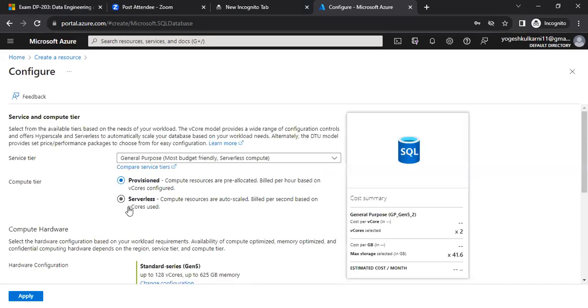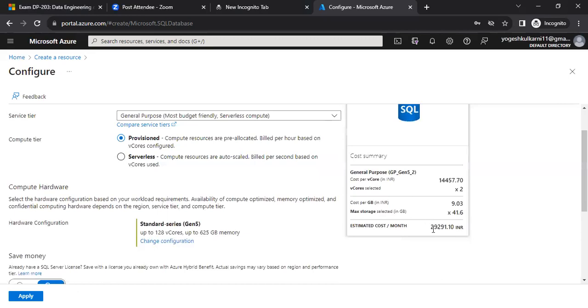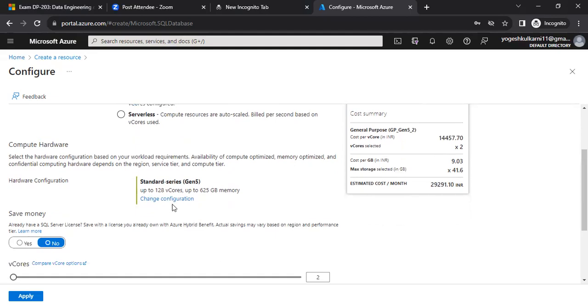Here you can see the cost also. How much is it? 29,000 INR per month. Yeah, so this tier is different actually. It's general, most budget friendly. They are saying provisioned or serverless compute. Hardware configuration, if you see here, 128 vCores, 625 GB of memory. So as you change this, based on that, the cost will change.